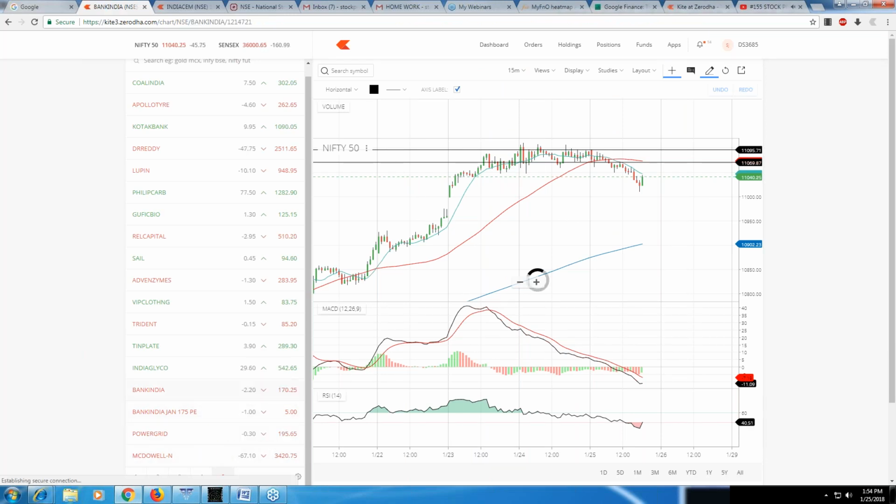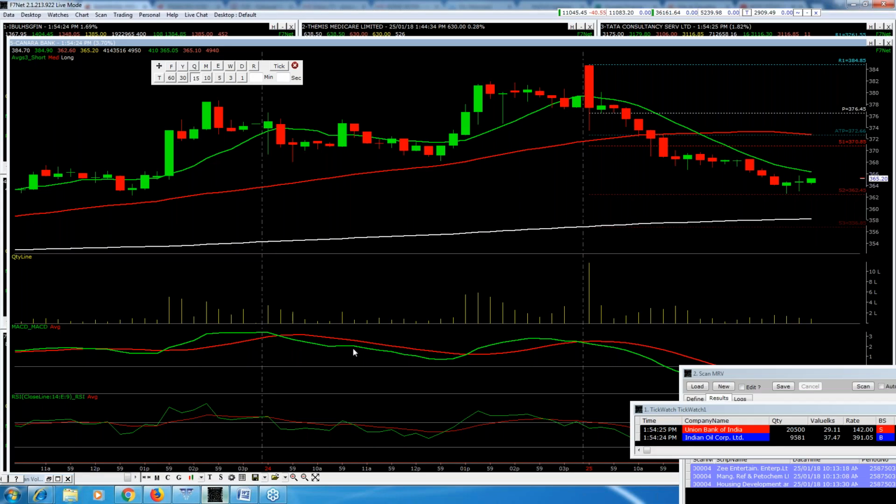My one trade which is still going on is Bank of India, and this is the January PE. I have to close it today no matter what. And I'm 100% sure it's going to give me profit. It's definitely going to give me profit, and hope for the best.